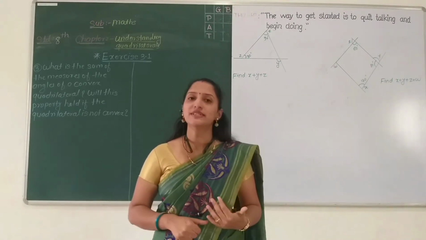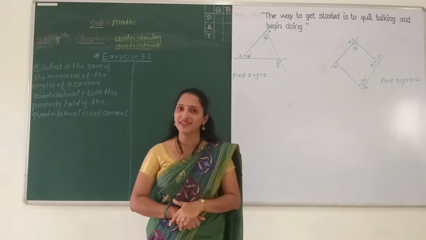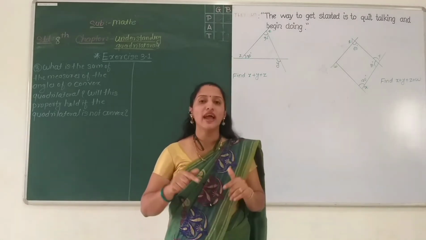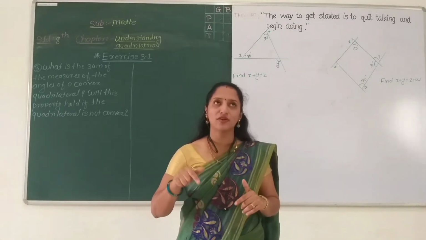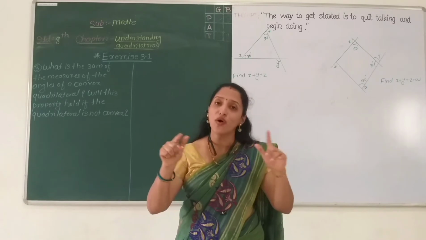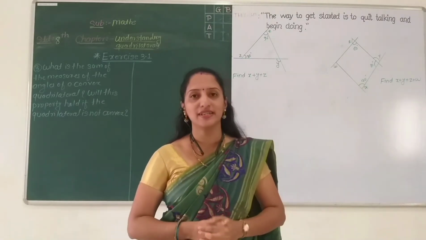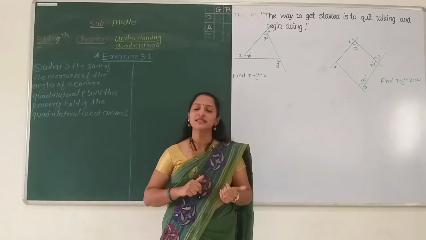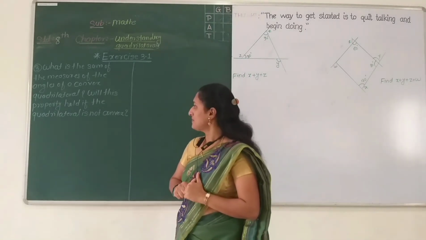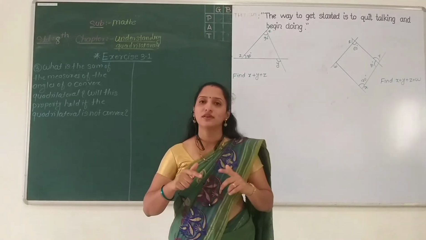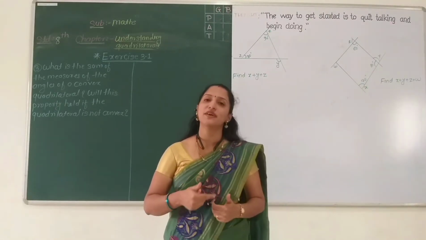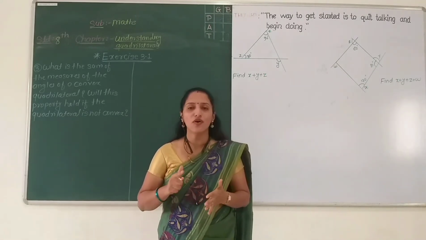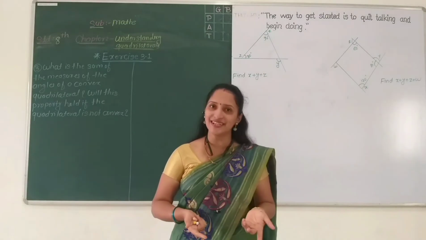Now tell me, what is the angle sum property of a triangle? Right. The sum of the measures of all angles of a triangle is 180 degrees. Correct? The sum of the measures of all angles of a quadrilateral is 360 degrees.